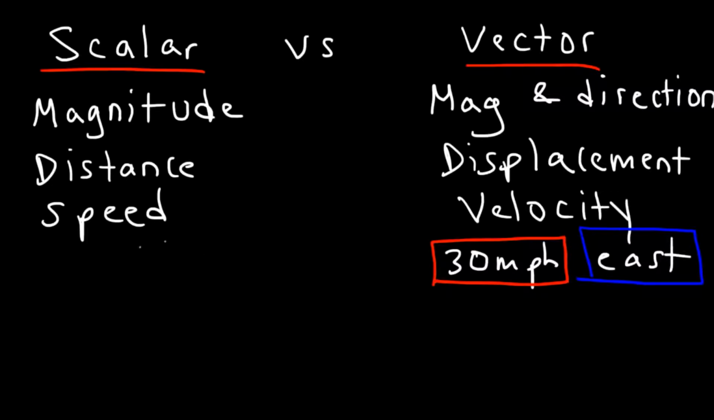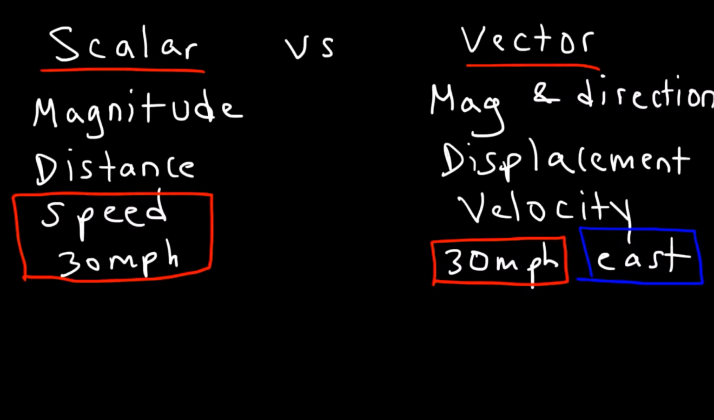If an object is simply traveling at 30 miles per hour with no direction, then we only have magnitude only, which makes it a scalar quantity, not a vector quantity. So if you can apply direction to something, that makes it a vector. If direction cannot be applied to it, then it's a scalar quantity.